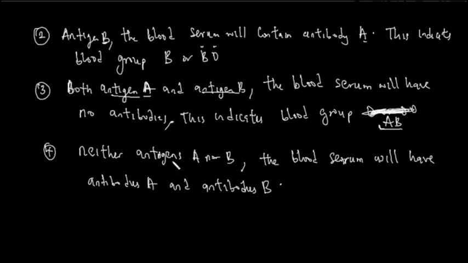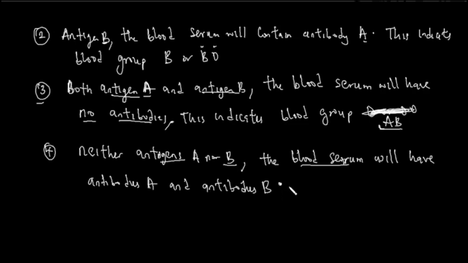Okay, let's take it again. If you noticed here, we have both antigen A and B. The implication is that there will be no antibodies. But when we have neither, when I say neither it means no, right? So antigen A is not there, antigen B is not there. It means that the two antibodies will now be present in the blood. Does it make sense to you?